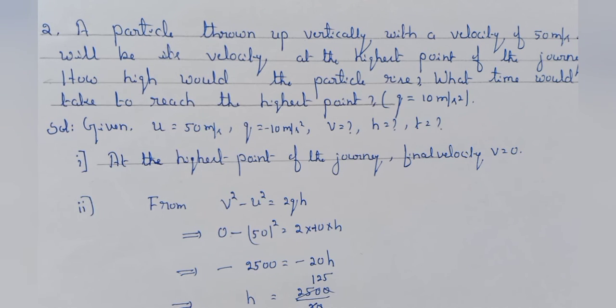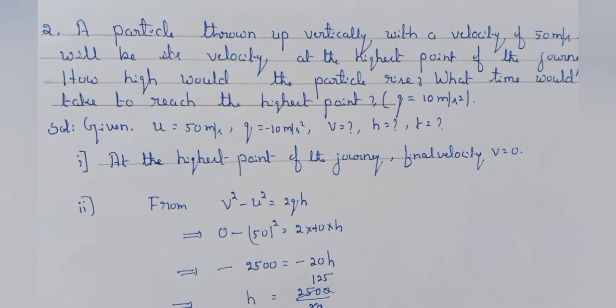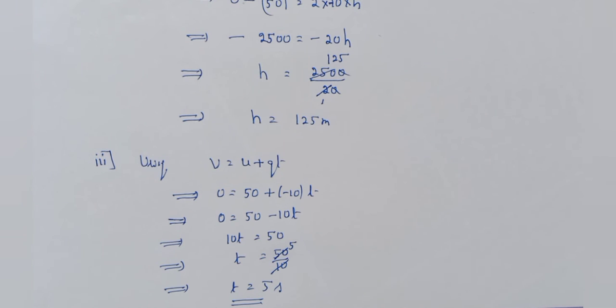And next, we have to find out the time by using v is equal to u plus gt. v is 0, u is 50, and g is minus 10, into t. So 0 is equal to 50 minus 10 into t, which is minus 10t. Then take minus 10t to the left-hand side. Then 10t is equal to 50. Therefore, t is equal to 50 by 10. Therefore, t is equal to 5 seconds.